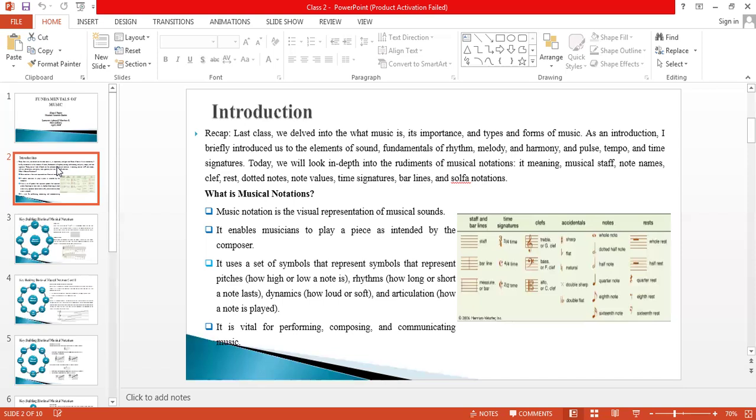that represent pitch, which is how high or low a note is; rhythm, which is how long or short a note lasts; dynamics, which is how loud or soft it is; and articulation, which is how a note is being played. And it is vital for performing, composing, and communicating music. It is a very important tool which is used in performing, composing, and communicating music.